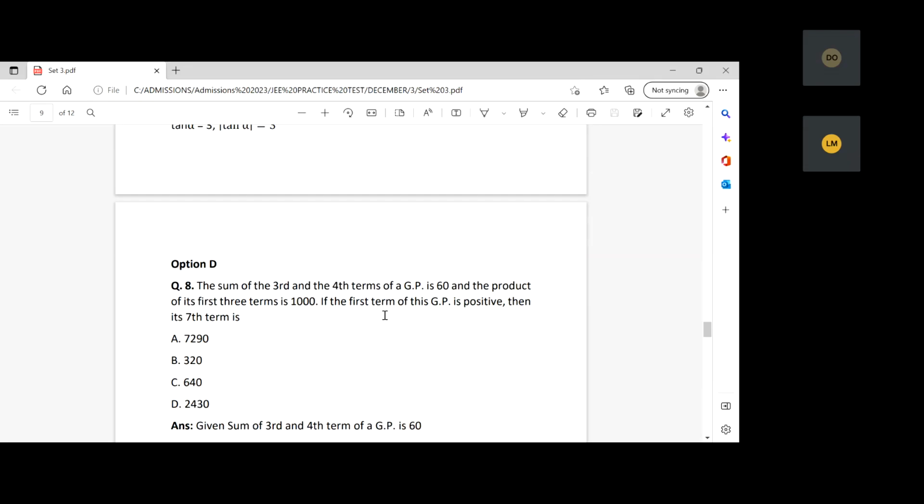The sum of the third and fourth term of a GP is 60. The product of the first three terms is 1000. If the first term of this GP is positive, then what about the seventh term? What will it be?